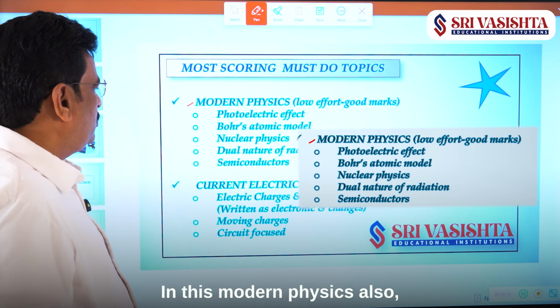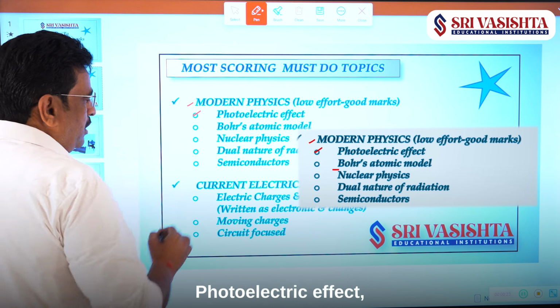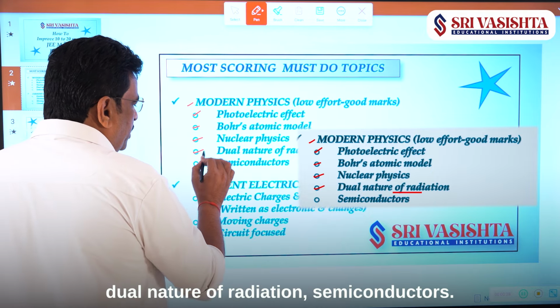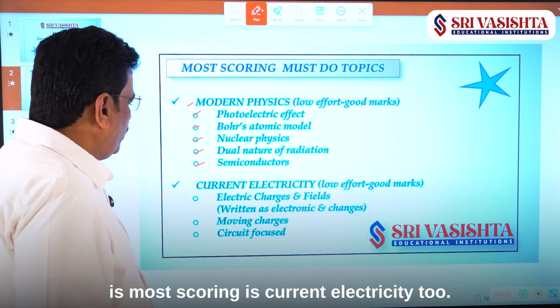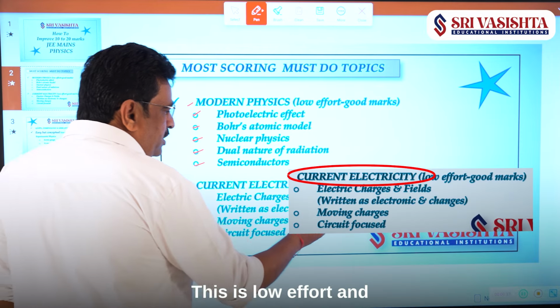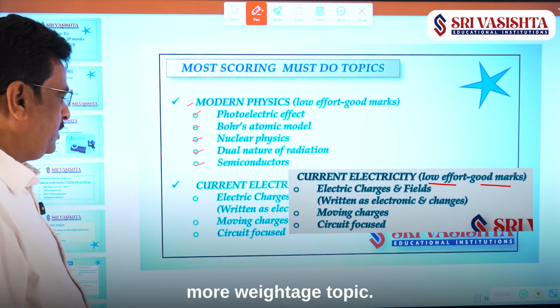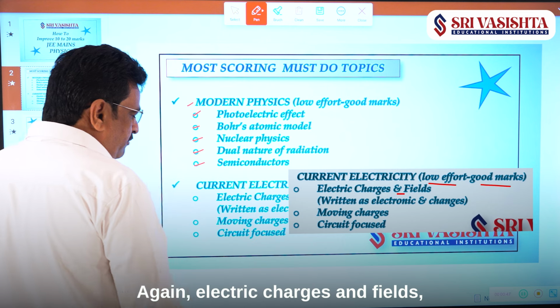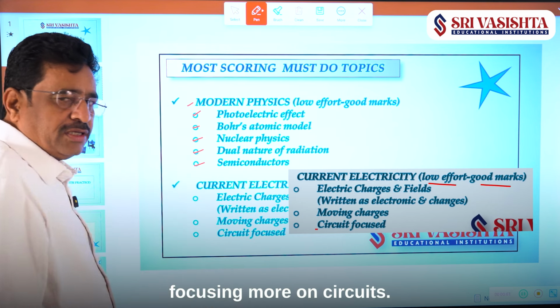In modern physics, concentrate more on these topics: photoelectric effect, Bohr atomic model, nuclear physics, dual nature of radiation, semiconductors. Another topic which is most scoring is current electricity. This is a low effort and more weightage topic. Again, electric charges and fields, moving charges, and focus more on circuits.